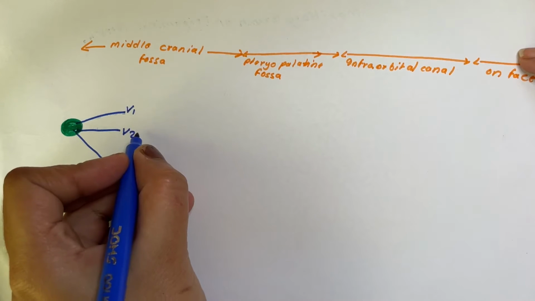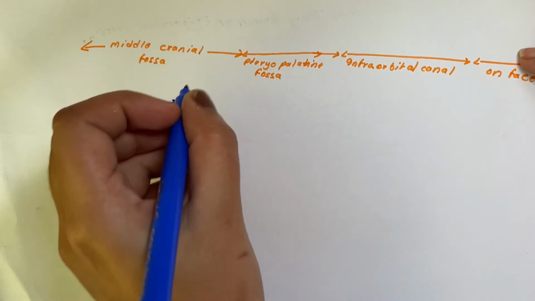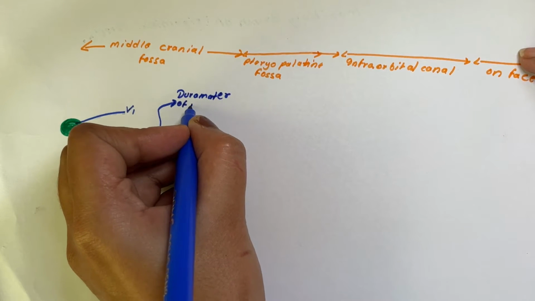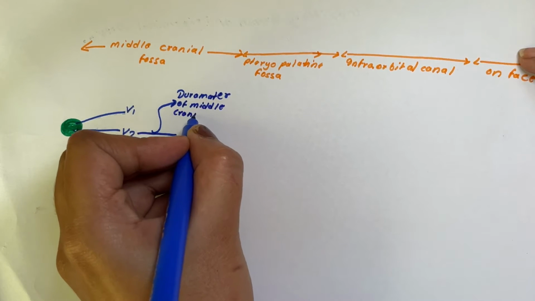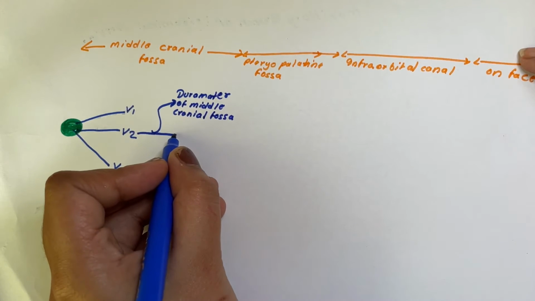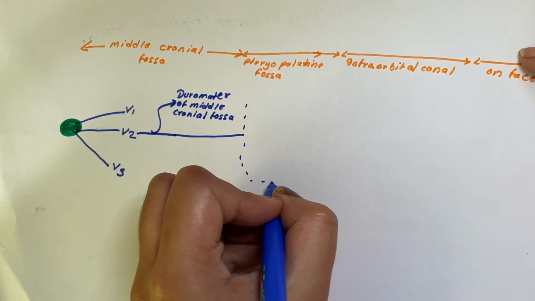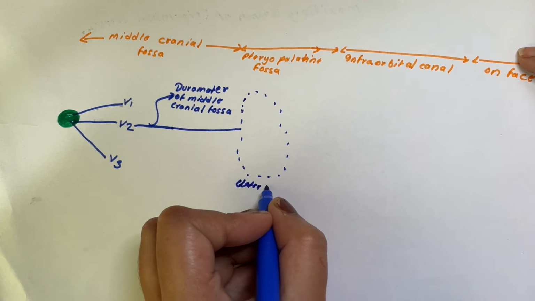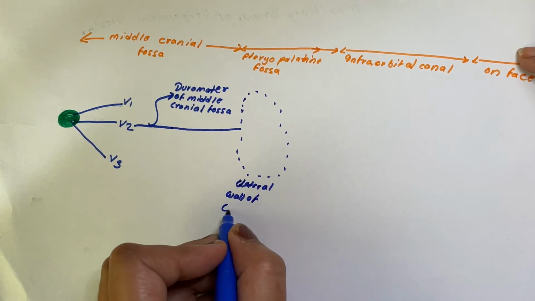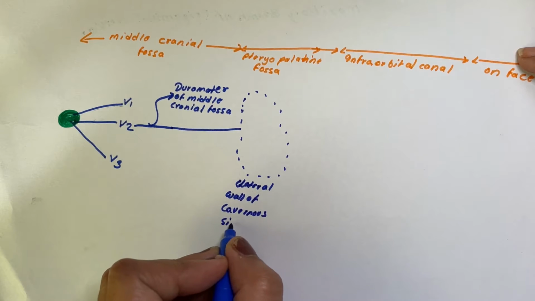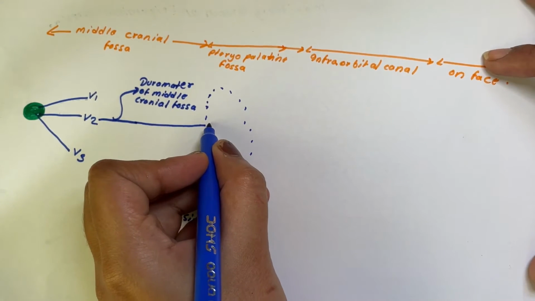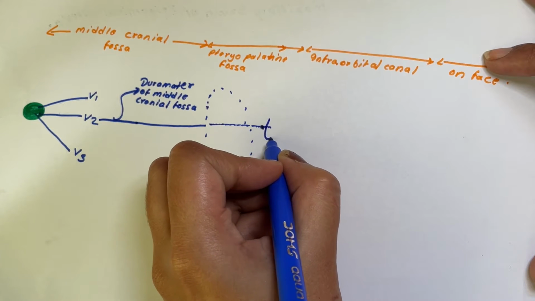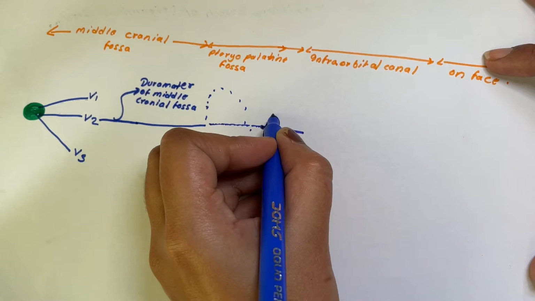In the middle cranial fossa, as V2 passes, it supplies the dura mater of the middle cranial fossa, and it continues and crosses through the lateral wall of the cavernous sinus. After passing through the lateral wall of the cavernous sinus, in the pterygopalatine fossa, it exits from the foramen rotundum.